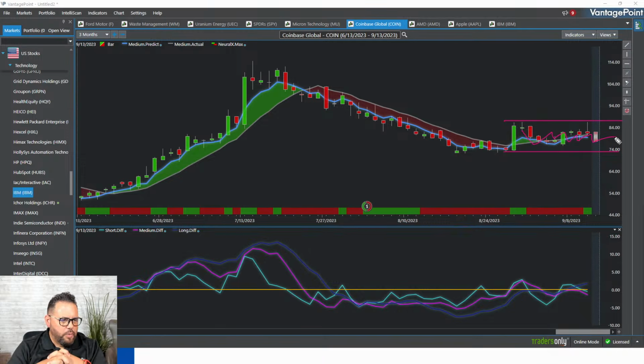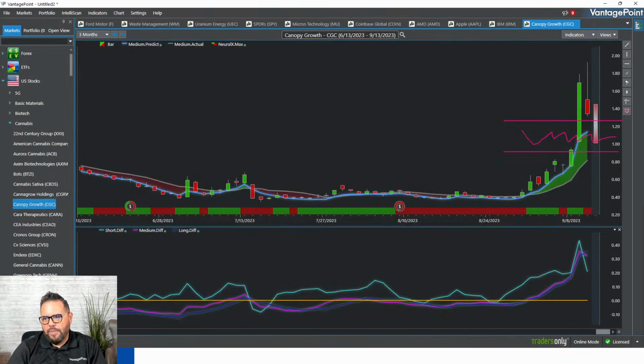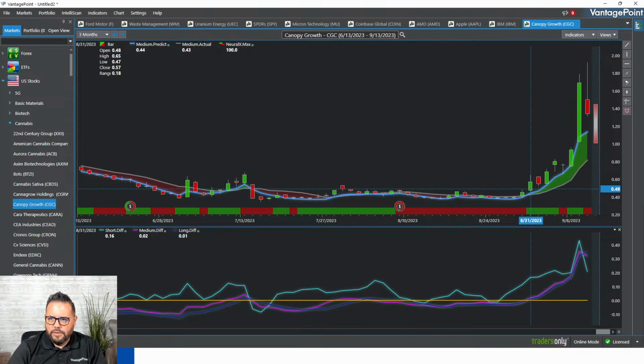Bob says, VantagePoint was to the penny on CGC yesterday. Very volatile. I didn't look at CGC, Bob, but let's look at it. Canopy growth, you said to the penny yesterday. Look at that. Look at that forecast. That's a powerful forecast on canopy growth, and you said it was to the penny. Up to the close yesterday, look at that.